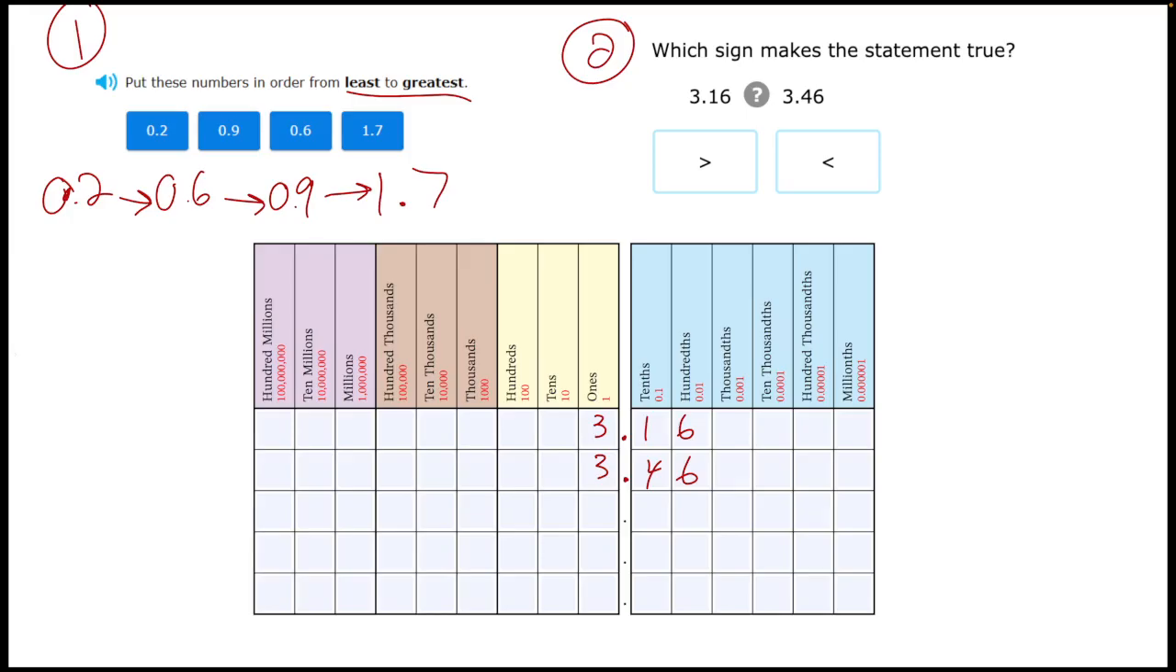Of course, you can also use your chart as well, right? If we put them in the chart, in the ones, they are tied, but in the tenths position, 4 is obviously bigger. And so 3.46 is the bigger number, so the monster wants to eat the 3.46.